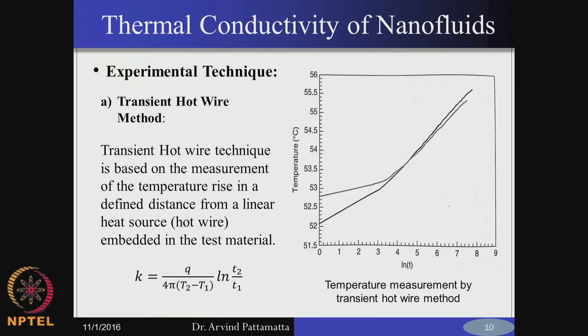So, when it comes to thermal conductivity, one of the most popular methods to measure the thermal conductivity of any fluid, it need not be even nanofluid, it can be any fluid, is the transient hot wire. The transient hot wire technique is nothing but a line heat source.